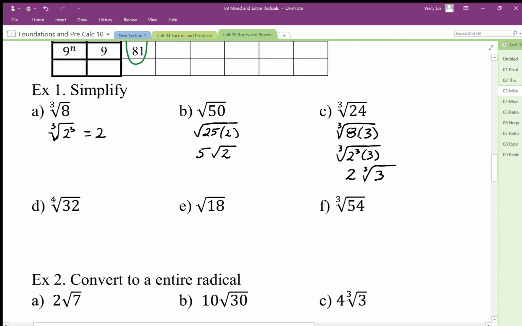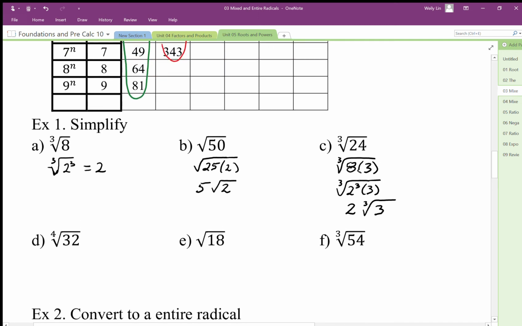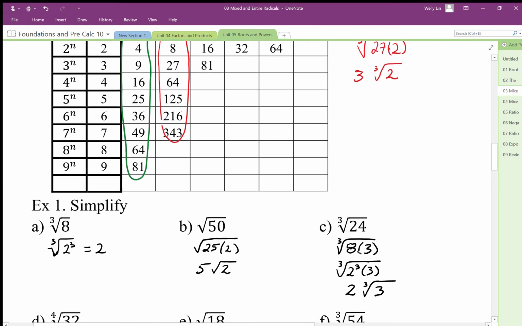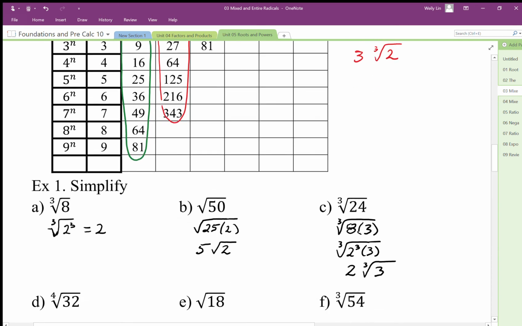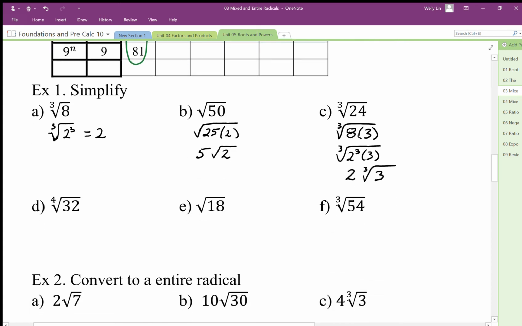Then looking at this next one here, it's an index of 4. The powers of 4 we're not super familiar with, but we only really need to know 2 to the power 4 or 3 to the power 4. And if we look at the powers of 4, it looks like 16 is divisible into 32.